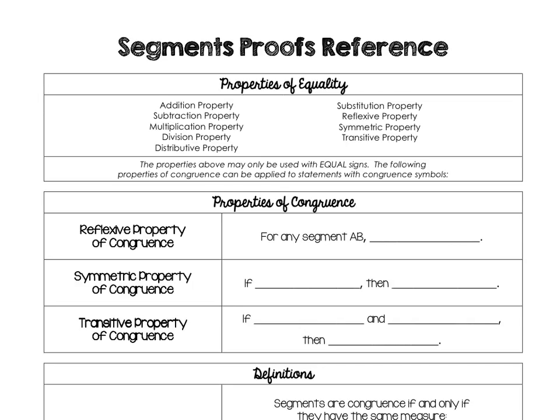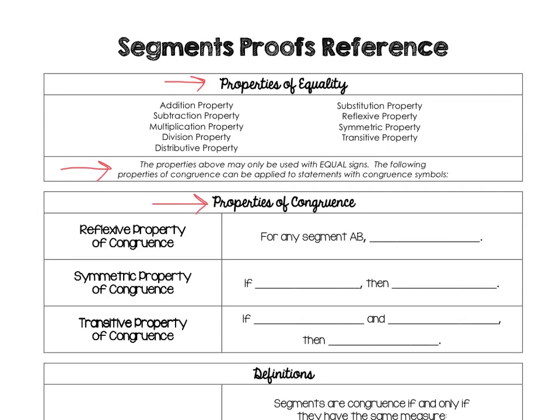And we have right here a handout of references of the different reasons we give for our statements in our two-column proof. So first at the top we have properties of equality. We've already gone over the properties of equality. Keep in mind though that the properties above may be used with only equal signs.